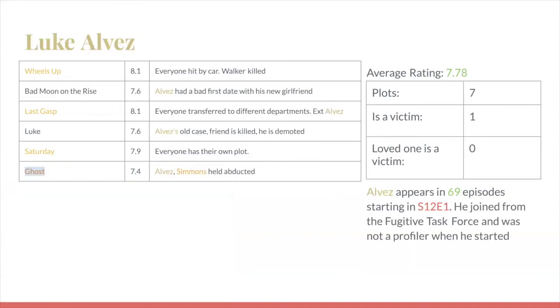Okay, that should not say 6, that should say 5 episodes about her. I'm not missing one. Next, Luke Alvez. He first appears in season 12 and appears in 69 episodes overall. He has 7 plots about him and is a victim once. So you have the 3 that everyone was in, and then you have Bad Moon on the Rise and Luke, which is both just about him, first being about his new girlfriend, and Luke being about a criminal that is, I guess, kind of going after him. He's never directly targeted, but his friend is killed. And then in Ghost, Alvez and Simmons are abducted.